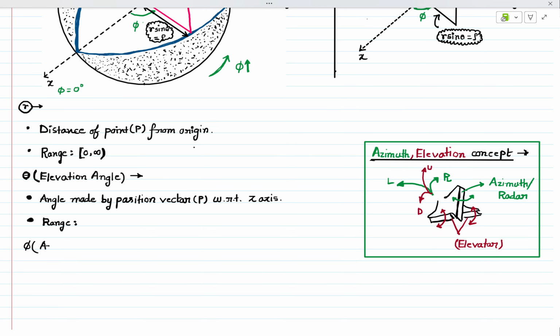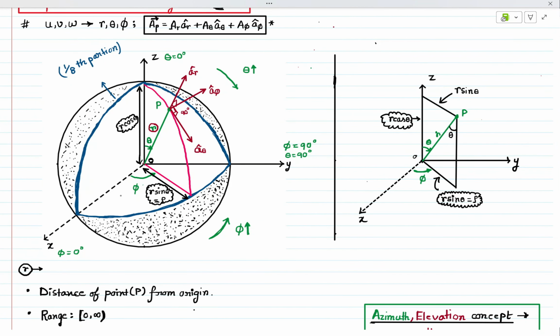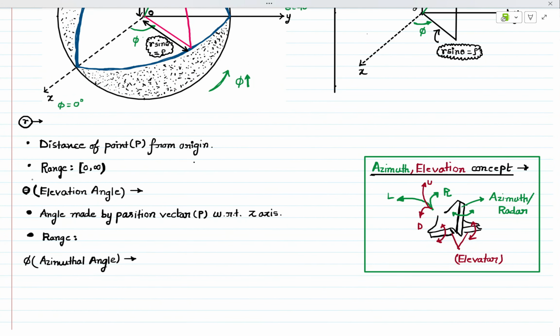Okay. Because you can see over here also that the angle phi is varying above the xy plane. That means it is varying like an azimuth or the radar of an aeroplane. So that's why this is called the azimuthal angle.